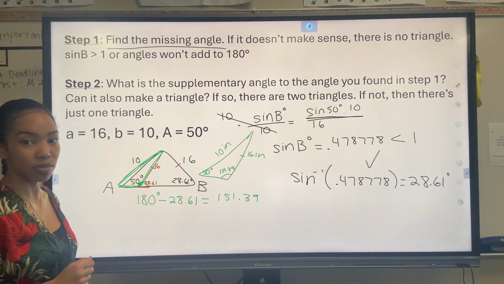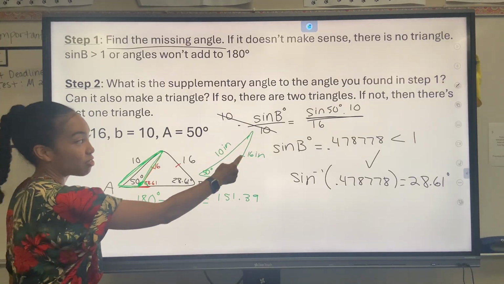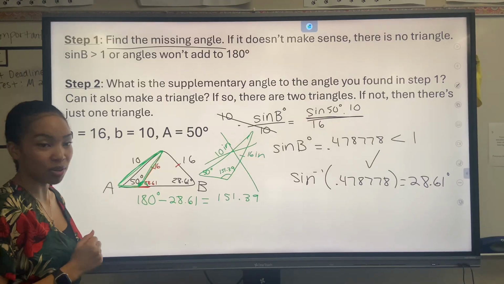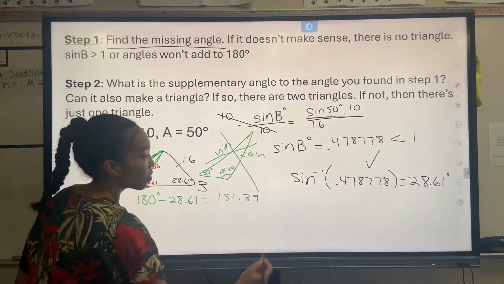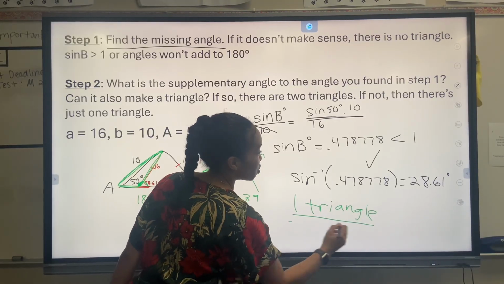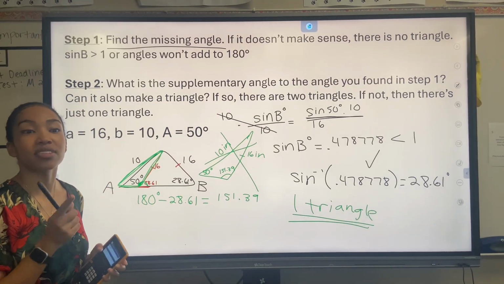Why isn't it possible? Because it's more than 180. Yep, it's already more than 180. I don't have space for another angle. So that means this second triangle is not possible. So guys, we only have one triangle, okay? Once you confirm that this first triangle works, go ahead and check if there is a second triangle.